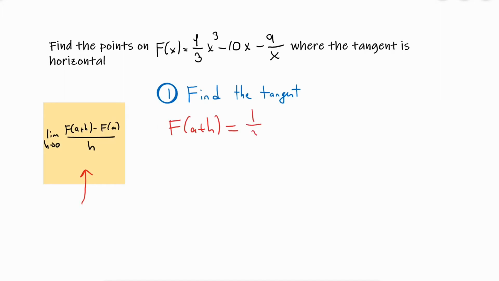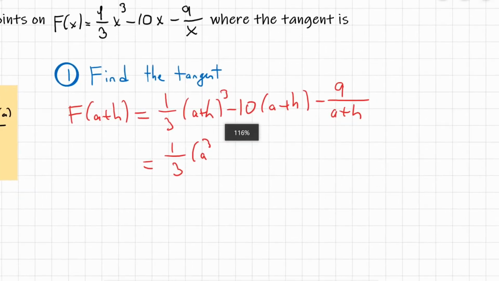So I will get 1 over 3 (a plus h) cubed minus 10 (a plus h) minus 9 over (a plus h). If I simplify it further, I'm going to get 1 over 3. (a plus h) cubed is just going to be a cubed. Let me zoom it in.